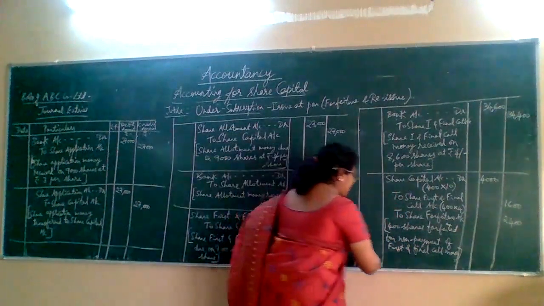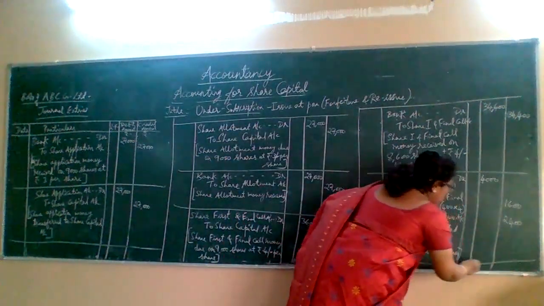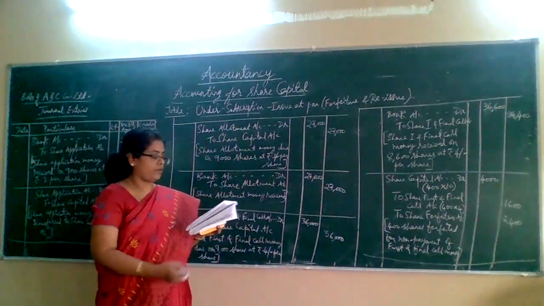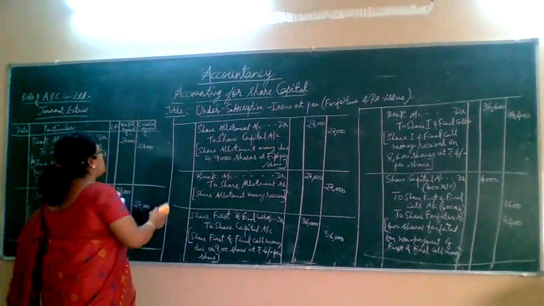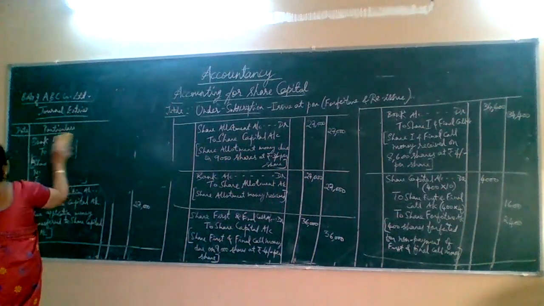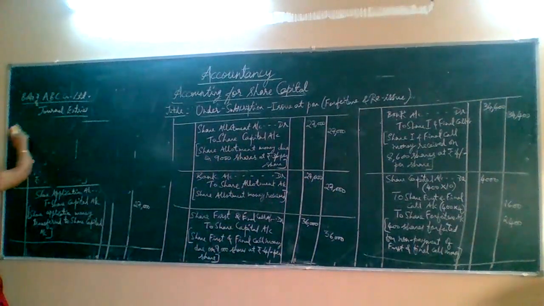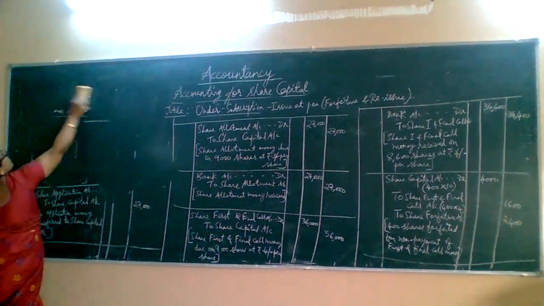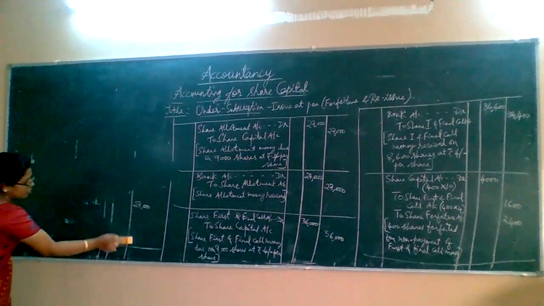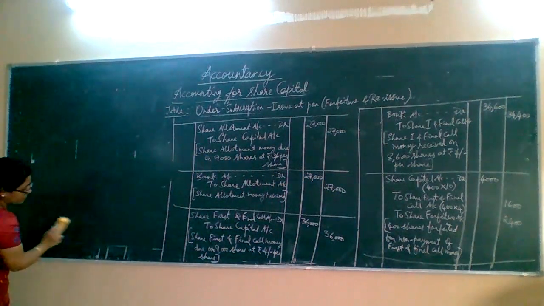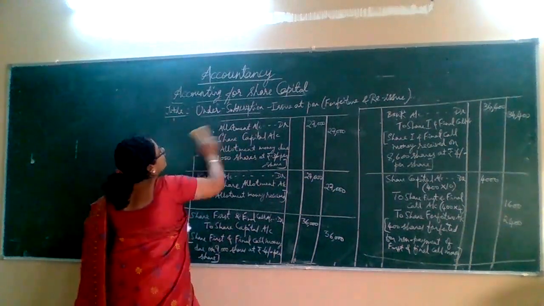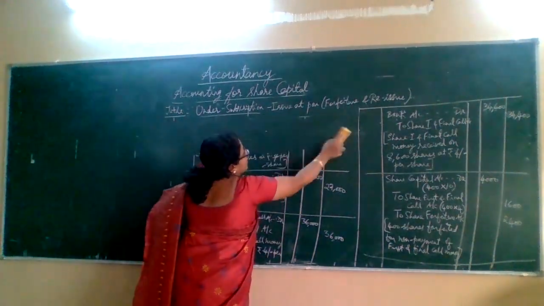So these forfeited shares have been reissued. Reissued at what rate? At rupees 9 per share, for which we have to pass another entry. On reissue, the excess amount in the forfeiture will be transferred to capital reserve.